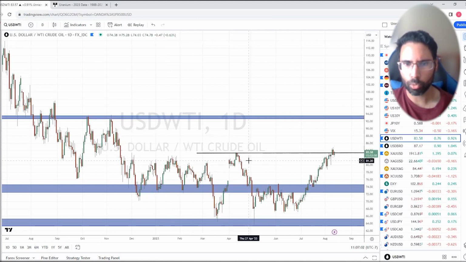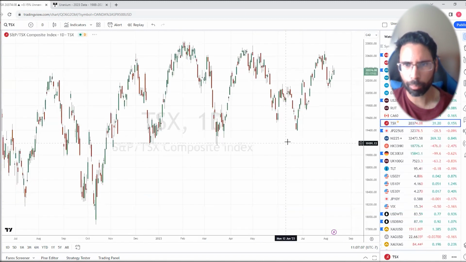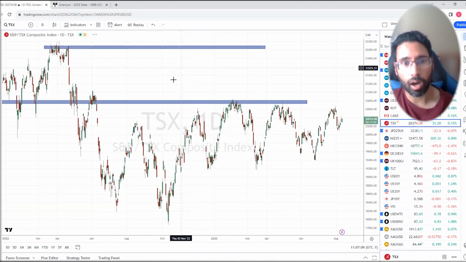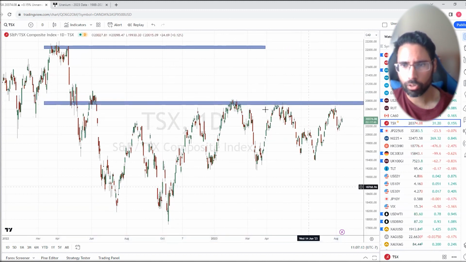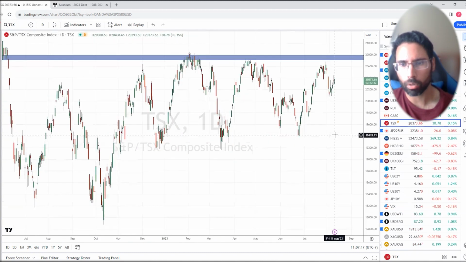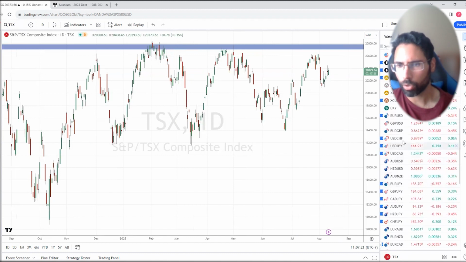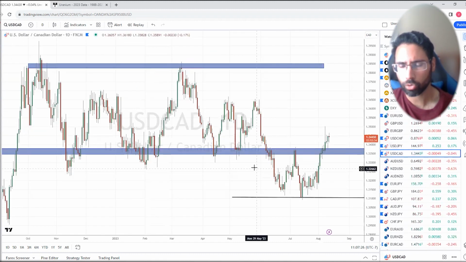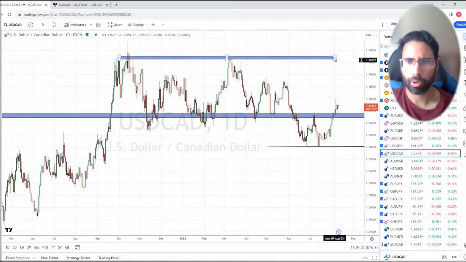So yeah, major move here in the energy markets, and I think it's interesting because obviously oil is a big part of the Canadian markets. So let's see if the TSX can get above this 20,800 zone if oil continues to move higher. And then, of course, got to look at the loonie, because the Canadian loonie is linked with the price of oil.